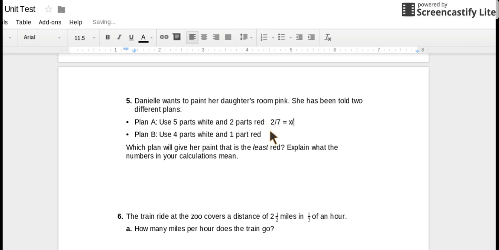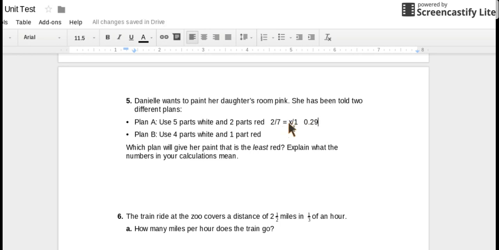So we can do that with a proportion, because what we're going to find out is how many parts red will go into 1 part of total paint. So what we do is multiply the partners and divide by the loner. So what we'll be doing is 1 times 2, which is 2, and divide by the loner, 7, which gives us about 0.285, which we can round up to 0.29.